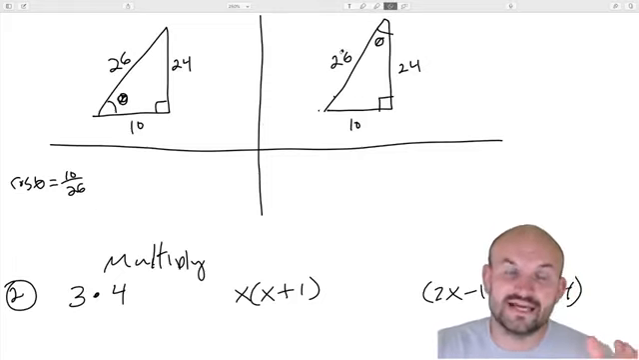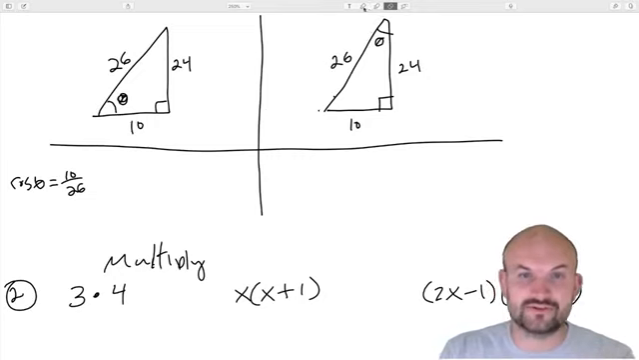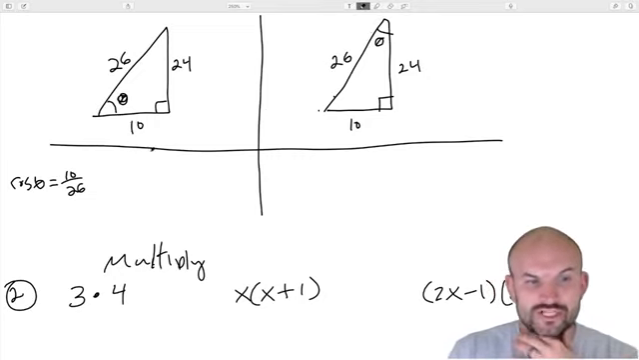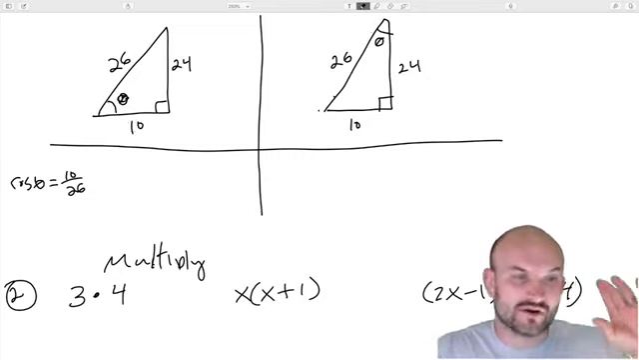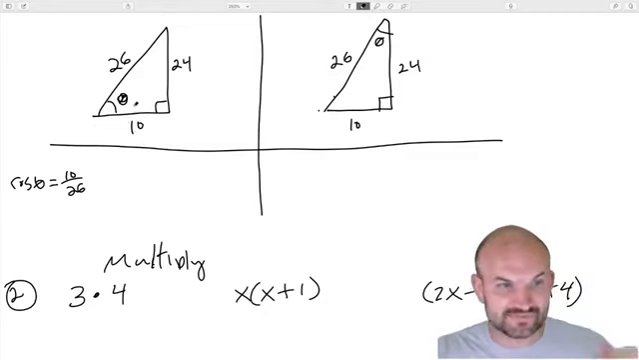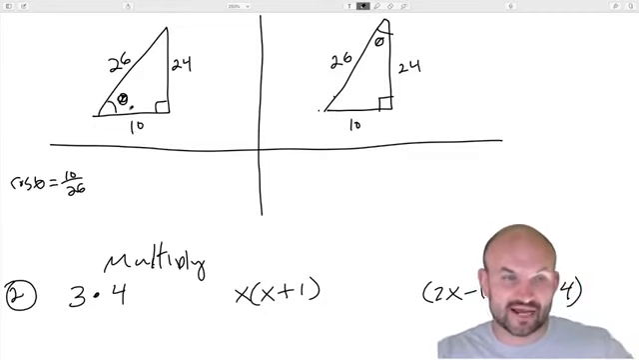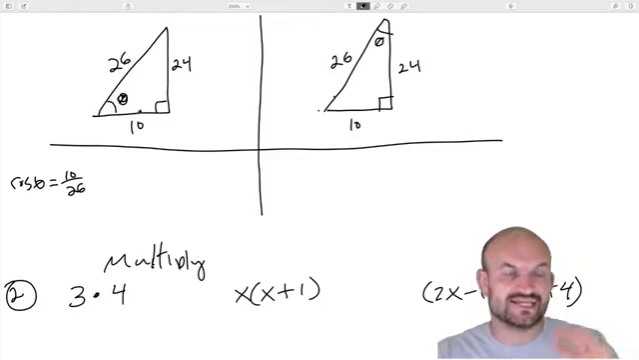Now, the secant is just going to be the reciprocal of that. So that's going to be opposite over adjacent. But again, this is all based on where theta is. Here, theta is between the 10 and the 26, right? So here's the hypotenuse and here's the adjacent side.